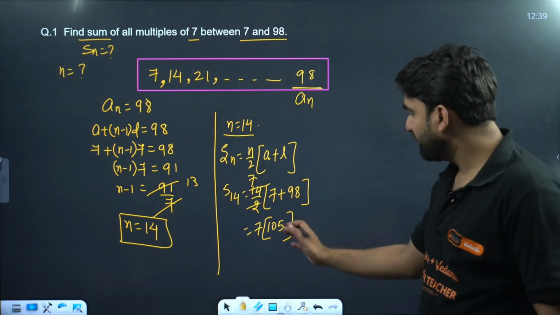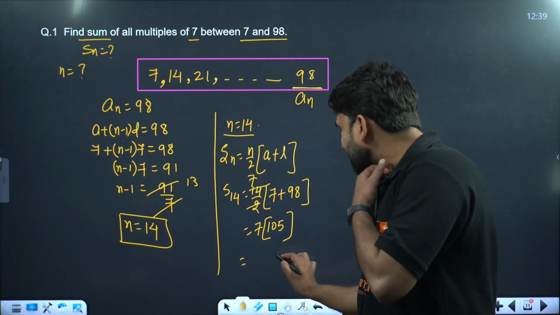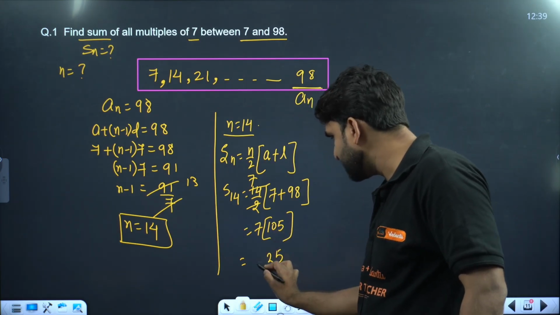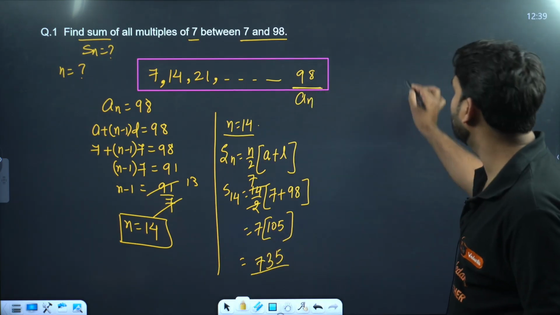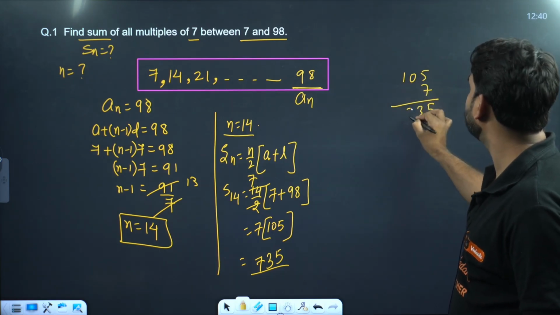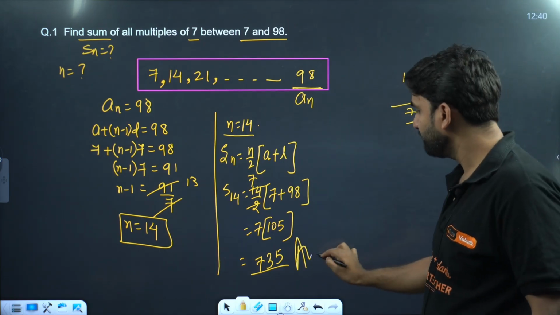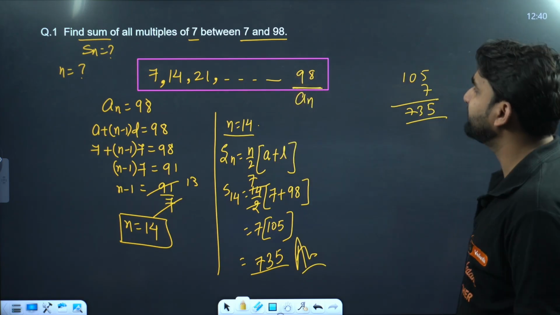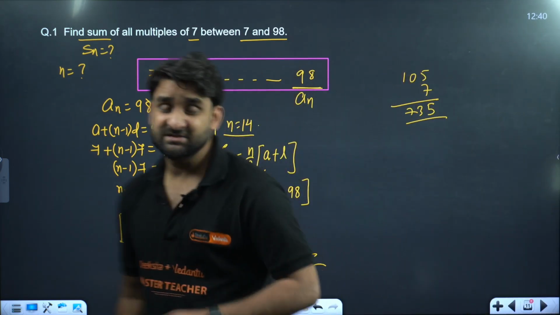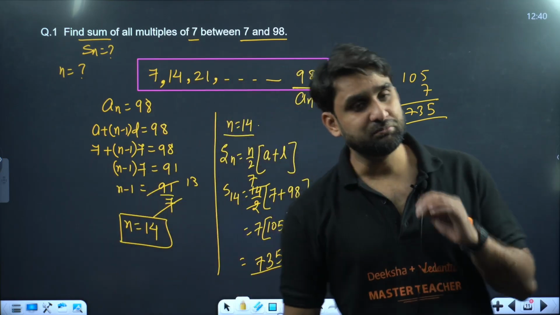Clear? And 105 into 7, what will be the result? 7 times 5 is 35, and 7 times 1 is 7, so 735 is the answer. I hope this is clear to you. The sum of all multiples of 7 between 7 and 98 is equal to 735, and such questions generally come up in the board exam also.